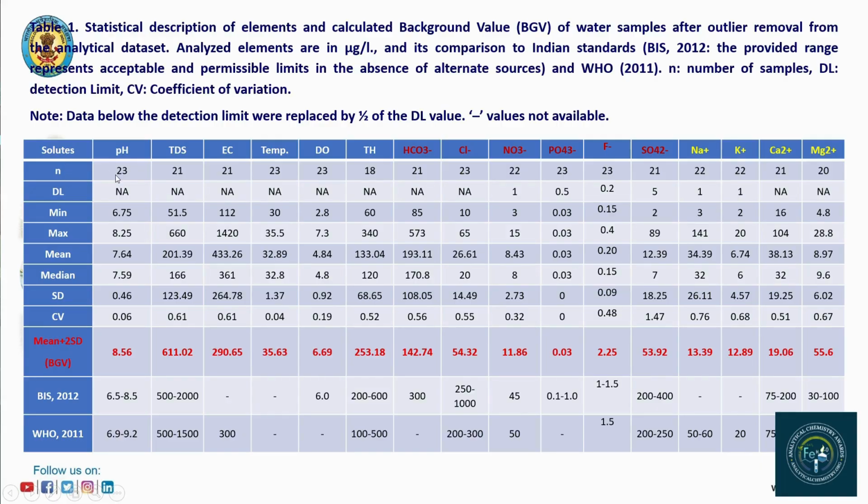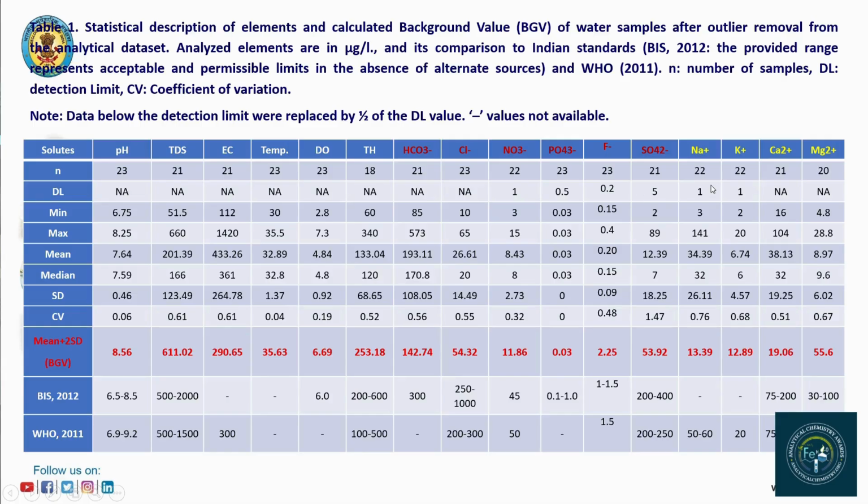Number of samples: the total number is 23, 21, 23. Why is it 23, 21 and 18? Because these are the numbers after eliminating outliers. That's why here 18 and 21 we have eliminated the outliers.